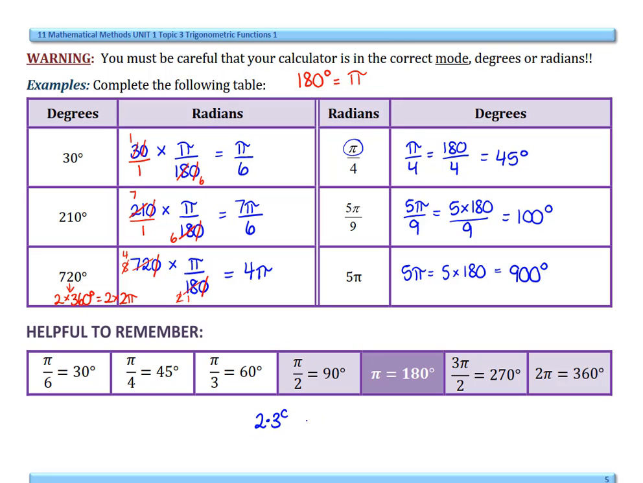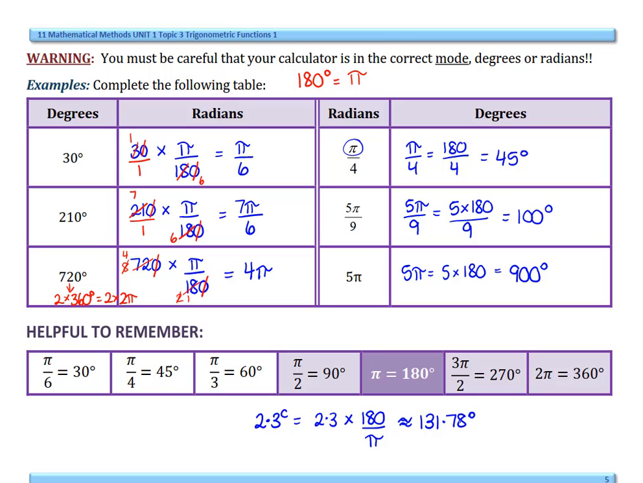Now, if you have something that's not in terms of pi, so if you have 2.3 radians and you need to convert it to degrees, that's going to equal 2.3 radians times what we want, which is our degrees, over what we don't want, which is our radians. And you will use the pi button on your calculator. So 2.3 times 180 divided by pi, and we get approximately 131.78 degrees.